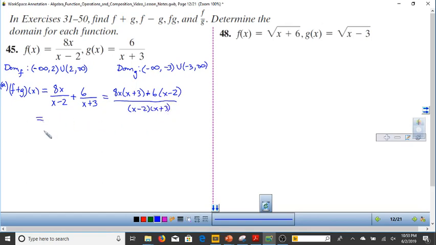We simplify, combine like terms, we end up with 8x squared plus 24x plus another 6x, that's 30x, and then minus 12. And then the denominator will give us our domain restrictions pretty nicely. Everything except for those numbers. So the domain is everything except negative 3 and 2.